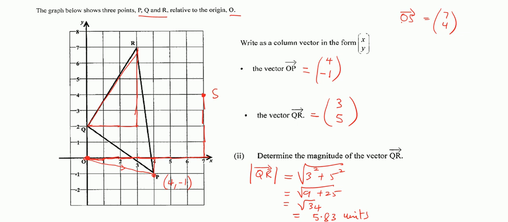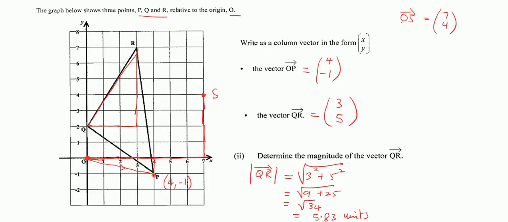Okay, so that's what they asked us to do. They said on the graph provided, draw the vector OS. So all we did was put the point S, actually. So the vector OS will be given by this here. So this represents the vector OS. Okay, and they said to show that PQRS is a parallelogram.